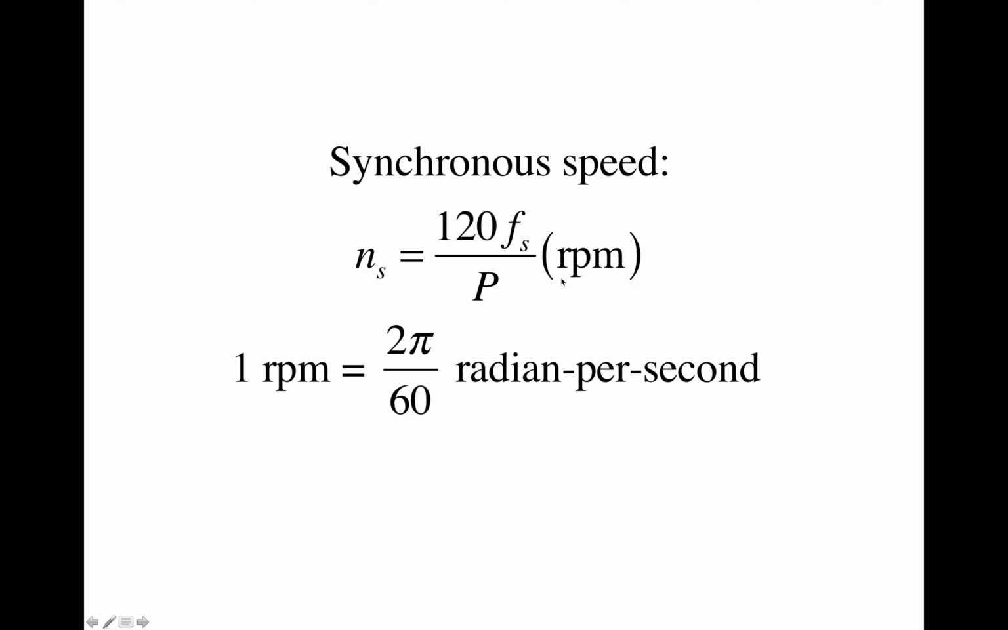The unit we're using here is RPM, revolutions per minute, right? And you can actually convert this rotational speed to radians per second. You just use this formula: one revolution is exactly 2 pi radians, and that's done in 60 seconds. So you divide them, and 1 RPM equals this many radians per second. So if you want to get the angular speed in radians per second, you can use this conversion, basically just multiplying by 2 pi divided by 60.